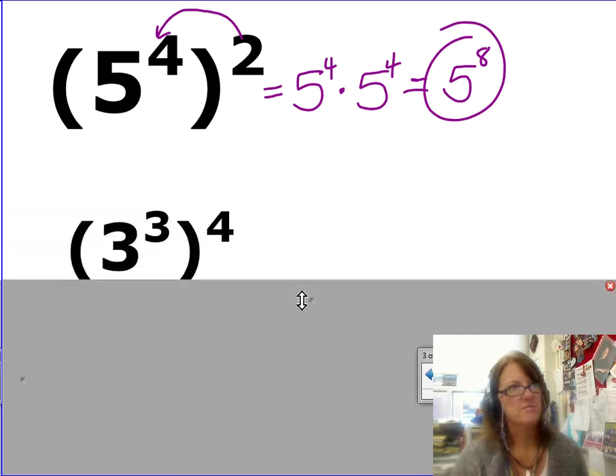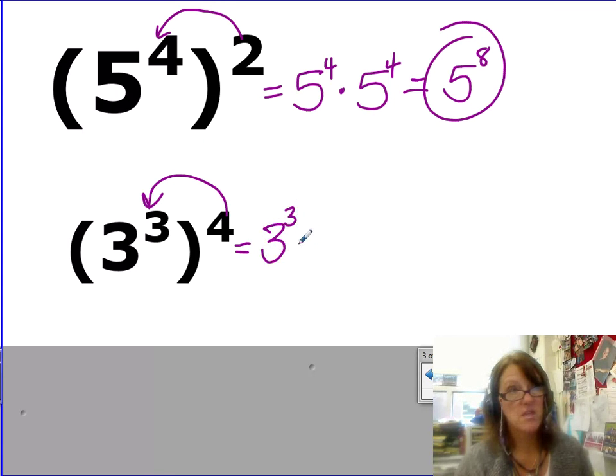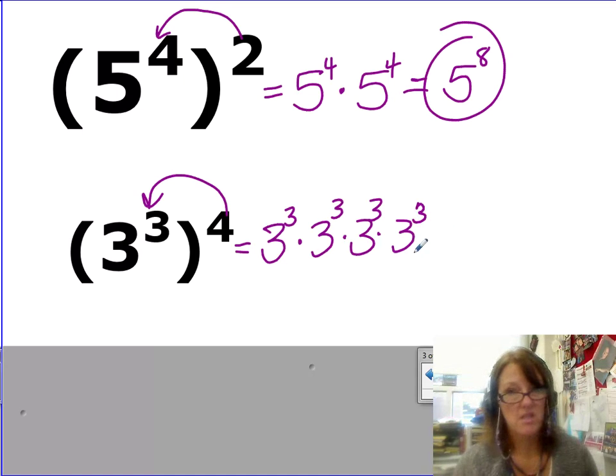All right, let's look at another one. 3 to the 3rd power to the 4th power. Think about what this means working from the outside in. That means you're taking whatever's wrapped inside these parentheses, this quantity, and you're going to string it along, multiplied as a factor 4 times. So this means 3 cubed, 3 cubed, 3 cubed, 3 cubed. That gives me 4 of them. Now, if I wanted to be super picky and expand all of this out, I'd write 3 times 3 times 3, twelve 3s in all.